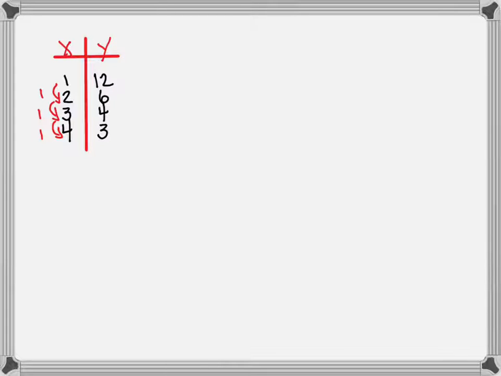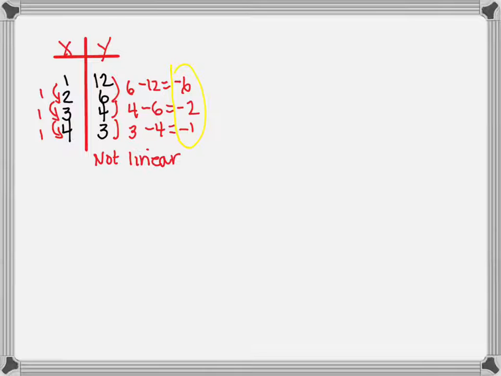Let's look at our first differences. From 12 to 6, we'll look at 6 minus 12, and our difference is negative 6. From 6 to 4, we'll look at 4 minus 6, and our difference is negative 2. From 4 to 3, we'll look at 3 minus 4, and our difference is negative 1. So here, we do not have constant first differences. So that means this is not linear.